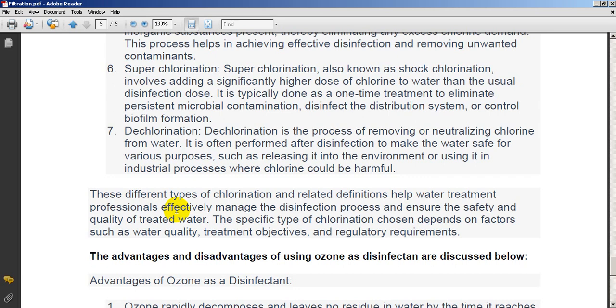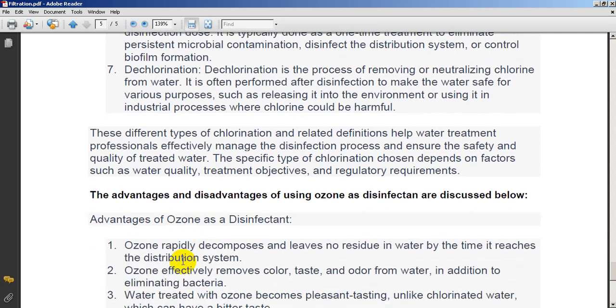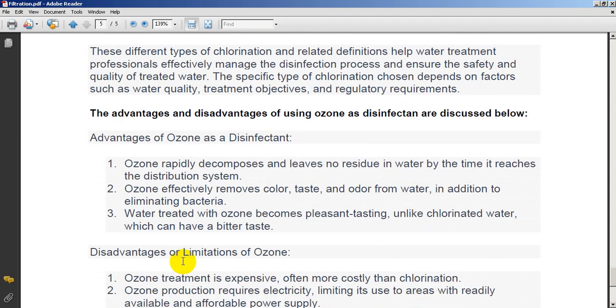The advantages and disadvantages of using ozone as a disinfectant are discussed below. Advantages of ozone as a disinfectant. 1. Ozone rapidly decomposes and leaves no residue in water by the time it reaches the distribution system. 2. Ozone effectively removes color, taste, and odor from water in addition to eliminating bacteria.